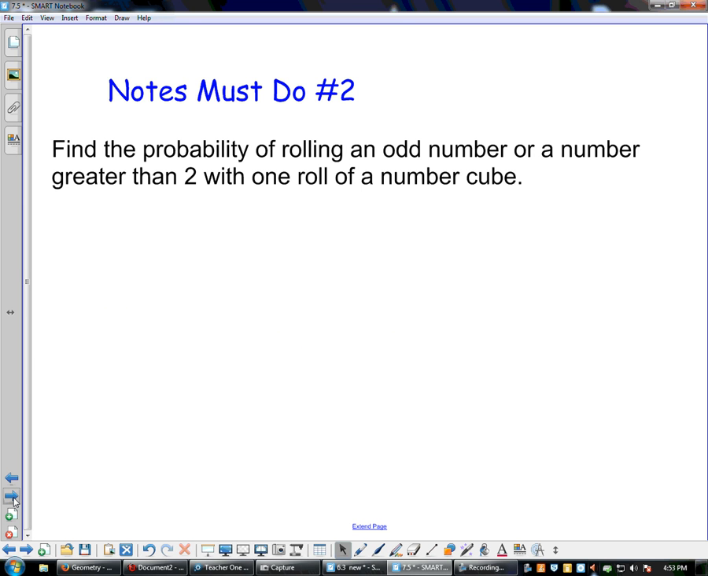Okay, that brings up your next notes must do. Find the probability of rolling an odd number or a number greater than 2 with one roll of a number cube. So remember, you want the probability of an odd or a number greater than 2. So that's going to be the probability of the odd plus the probability of getting a number greater than 2 minus the probability that both occur.